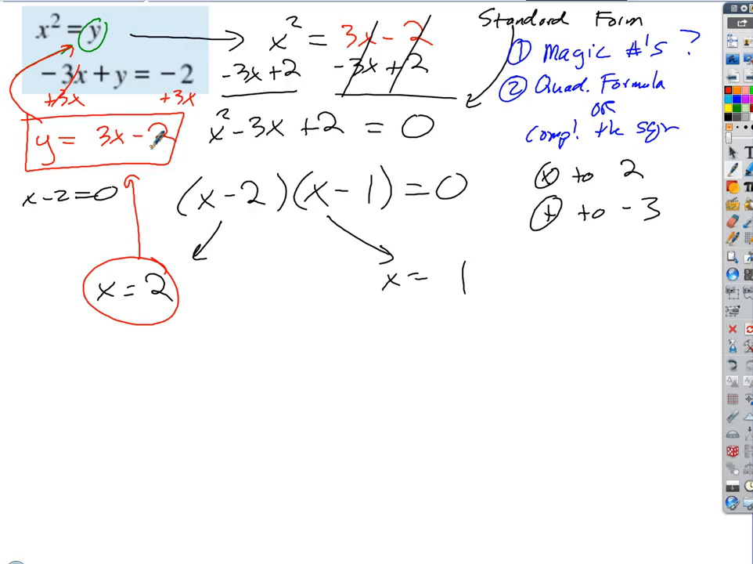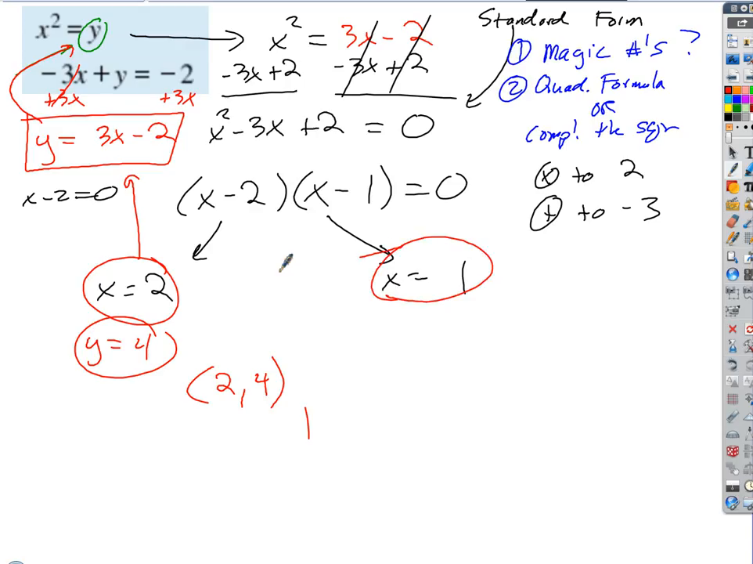So that tells us that when x equals 2, y equals 4. So one of our solutions is the ordered pair 2, 4. I'll put a comma to separate it from the other solution. What about over here? What if I take the value x equals 1 and plug that in there? What's 3 times 1 minus 2? 1. So then the other solution is x equals 1, y equals 1.